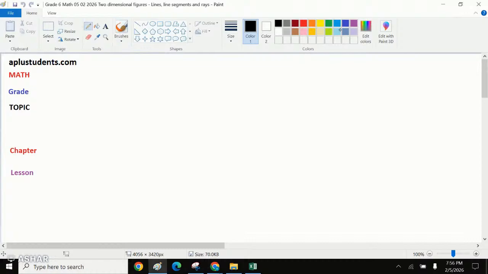The first thing you need to do is go to aplusstudents.com. You need to go to the website. Once you're on the website, you select math as your subject. This is a grade 6 maths lesson.